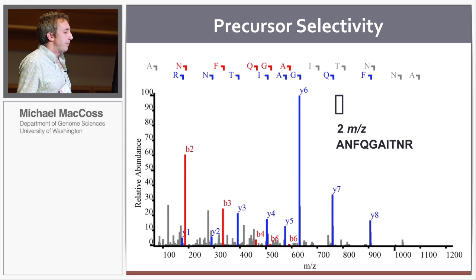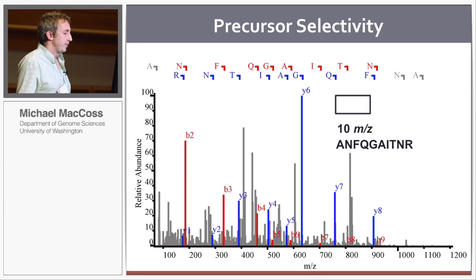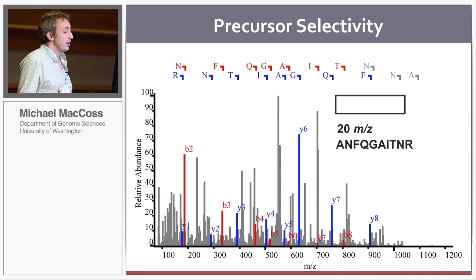So if you're measuring this peptide with a 2 m/z wide window, you get a spectrum like this. If you do a 10 m/z wide window, you get a spectrum like this. With a 20 m/z wide window, you get a spectrum like this. And even with accurate mass, it really doesn't matter. You're still going to end up getting lots of interference.